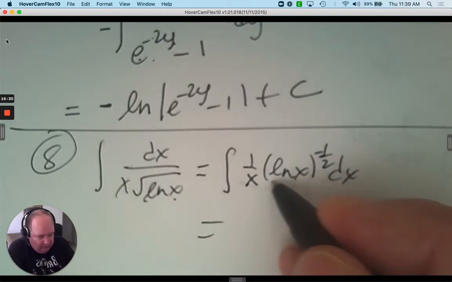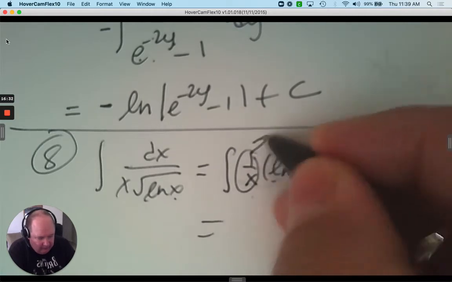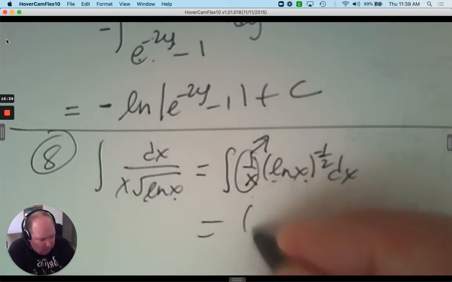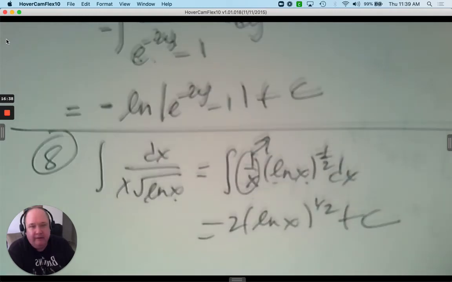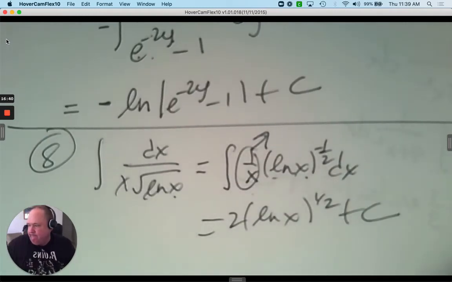So the derivative of ln x is 1 over x. Unhook it. Add 1 to the exponent. Divide, or the reciprocal, and you're done. Number 9.